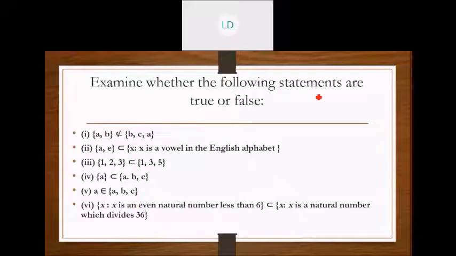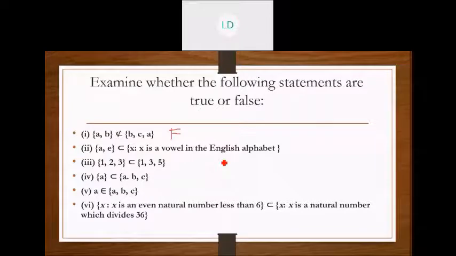Now we have to check whether the statements are true or false. First question: the set A comma B is not a subset of B comma C comma A. Is it true or false? Now check whether this is a subset. Here the element A of this set is there here, B is there here. So all the elements of this small set are there in this set. Therefore this forms a subset. What they have given is that it is not a subset, so this is false.